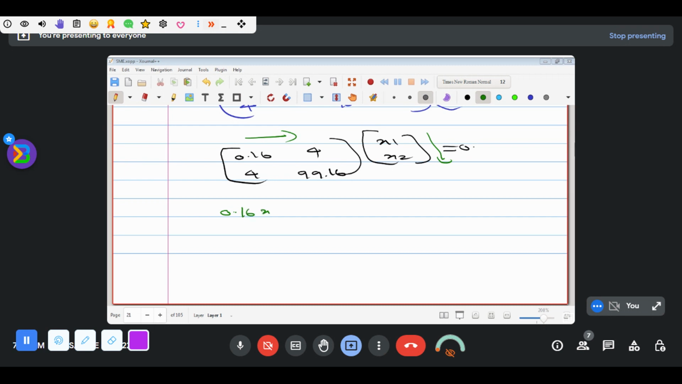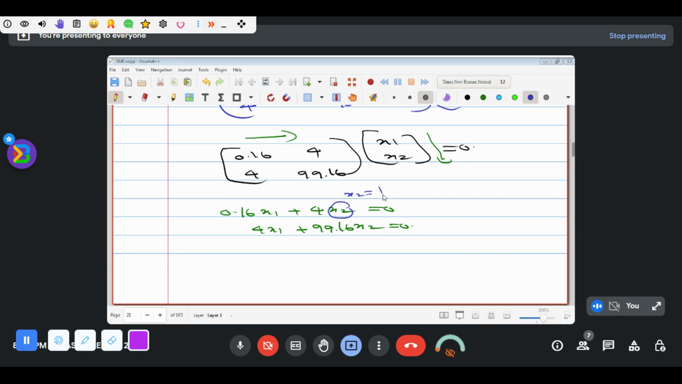0.16 x1 plus 4 x2 equal to 0. Very good. Next equation: 4 x1 plus 99.16 x2 equal to 0. Same process. In both equations the right-hand constant term is 0. Therefore I apply the previous concept: x2 is replaced by 1 only.